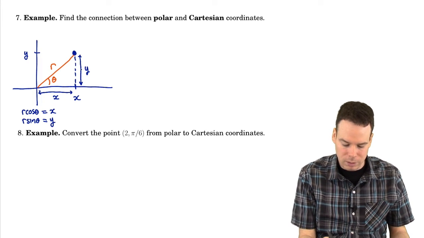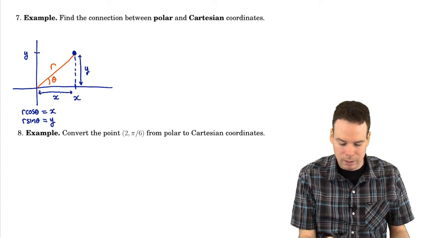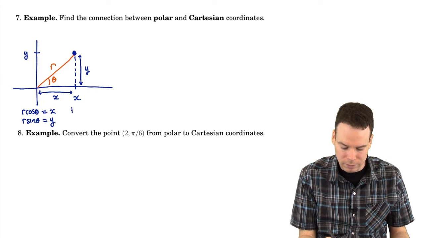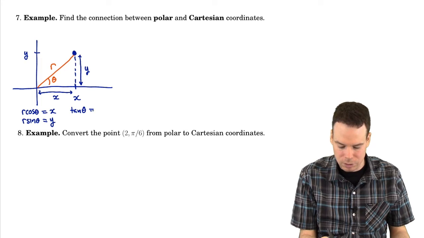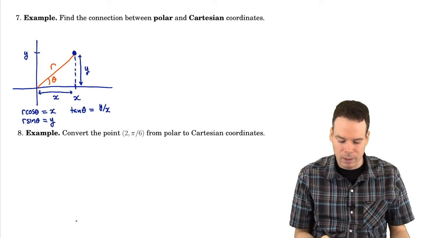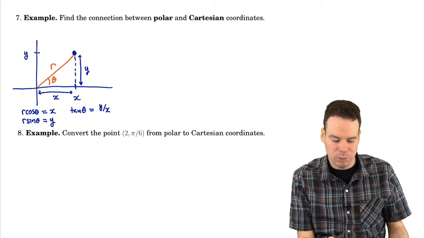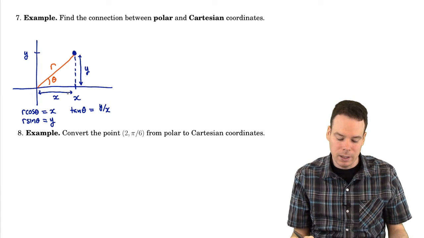What are some other connections? Well, I can look at the connection between the angle and the height and the base of the triangle. That's the tangent. That's the relationship involving a tangent. So tan theta is y over x. What's a relationship disregarding the angle but just involving the sides?